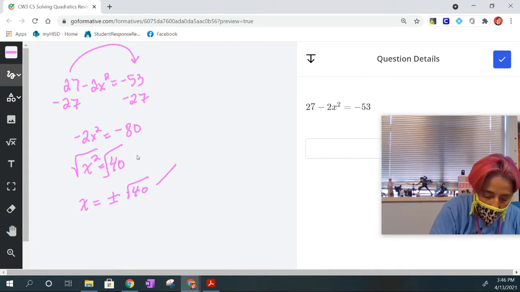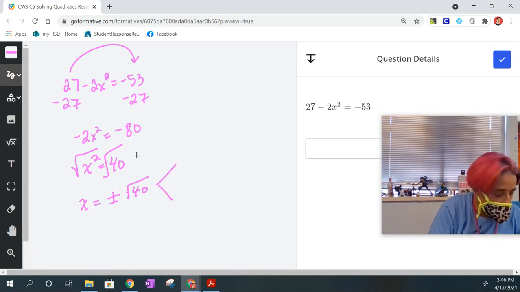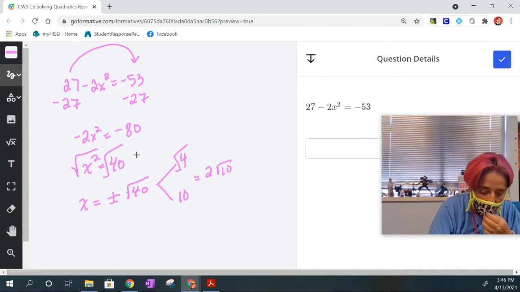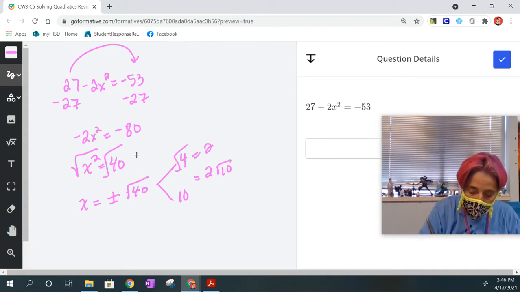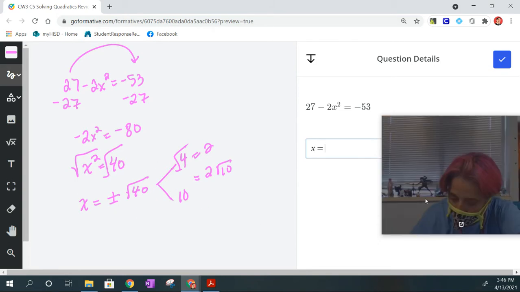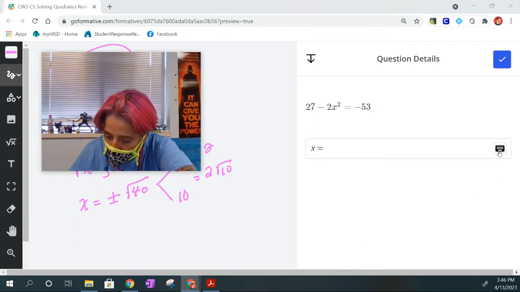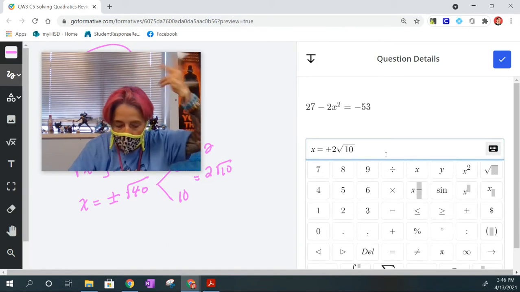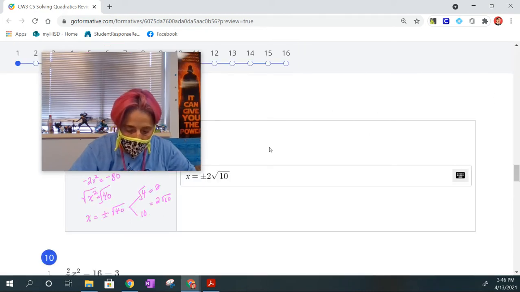Now, I need to simplify this by the highest perfect square. That's going to be 4 and 10. So that's equal to 2 square root of 10 because the square root of 4 gives me 2. Okay, so this is going to be x is equal to, I'm going to use my symbol on here that says plus or minus just to make my life easier. 2 square root of 10. That's simple. Done.